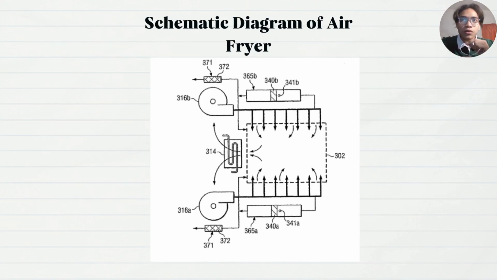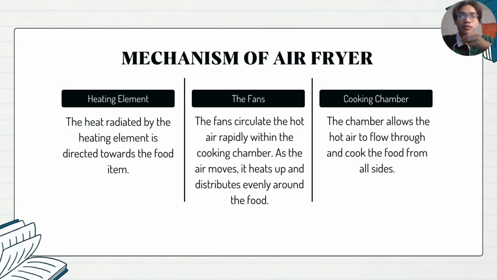The figure shows the schematic diagram of an air fryer. Next, the mechanism of the air fryer. The first mechanism is the heating element. The heat radiated by the heating element is directed toward the food item. And then the fans. The fans circulate the hot air rapidly within the cooking chamber. As the air moves, it heats up and distributes evenly around the food. The chamber allows the hot air to flow through and cook the food from all sides.